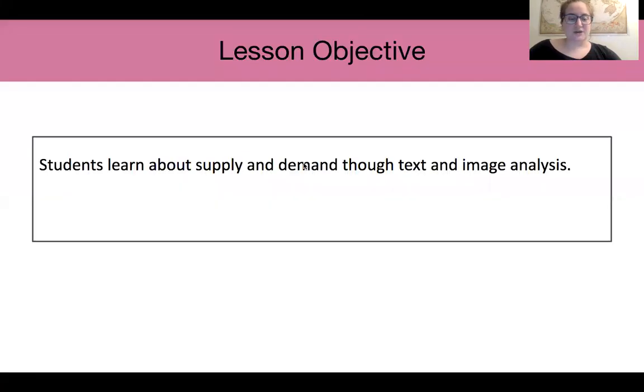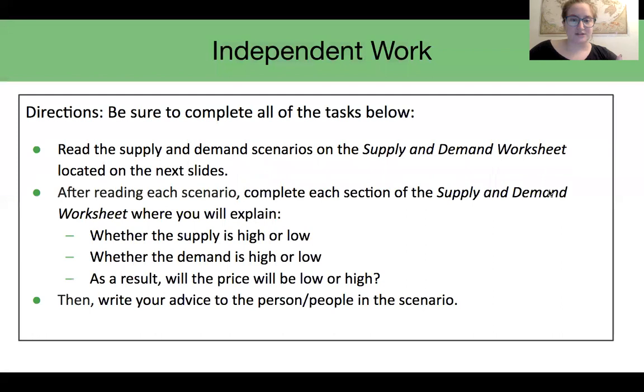What students are doing in this lesson is they're learning about supply and demand through text and image analysis. But it doesn't only rely on text and image analysis. This really does incorporate some process drama. So students look at different scenarios and they explain what's going on in those scenarios. And lastly, they write advice to the people in the scenario. So they have to take on that role of the advisor.